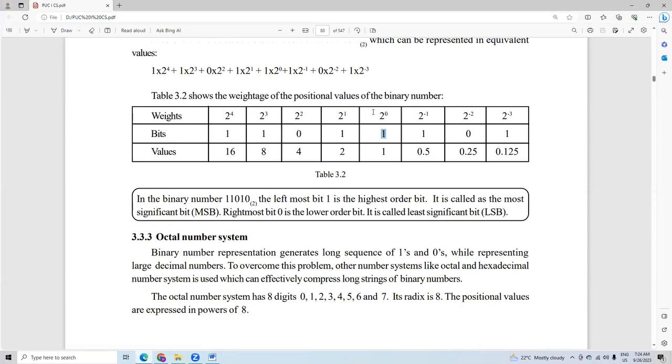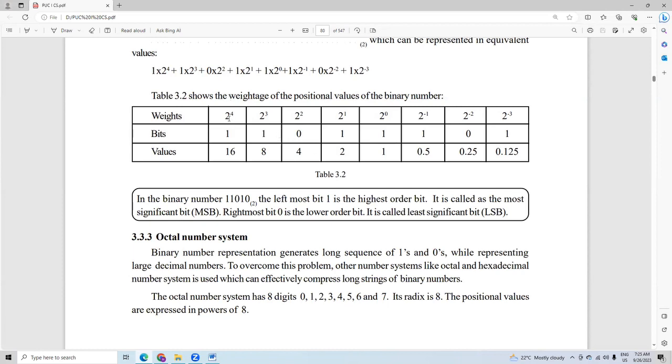11011 is there. So 1 into 2 raised to 0, 1 into 2 raised to 1, 0 into 2 raised to 2, 1 into 2 raised to 3, 1 into 2 raised to 4. After the decimal point, what do we have? 1 into 2 raised to minus 1, 0 into 2 raised to minus 2, 1 into 2 raised to minus 3. Then you calculate the answer.